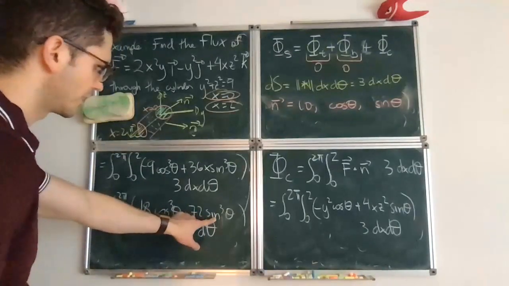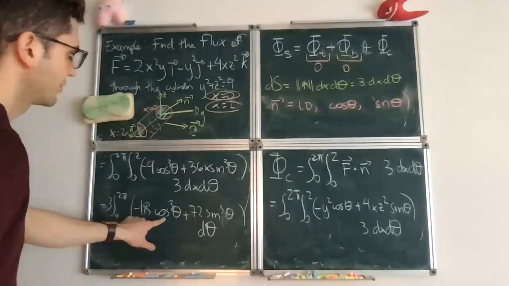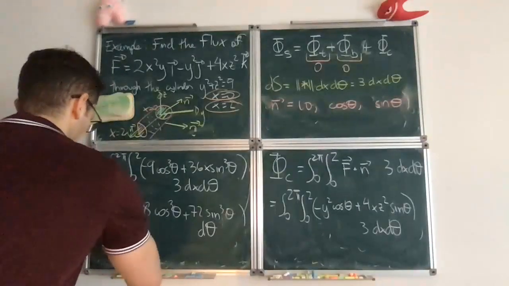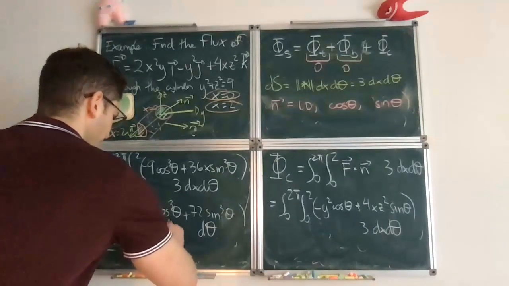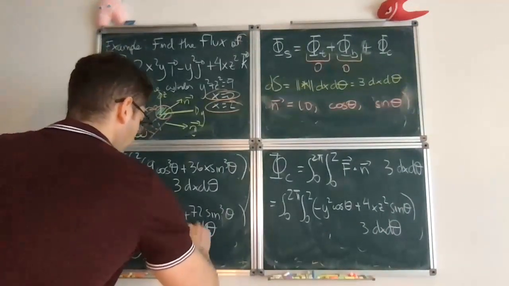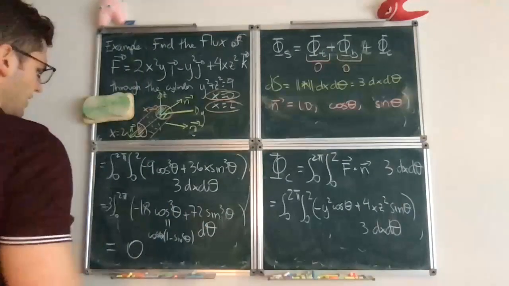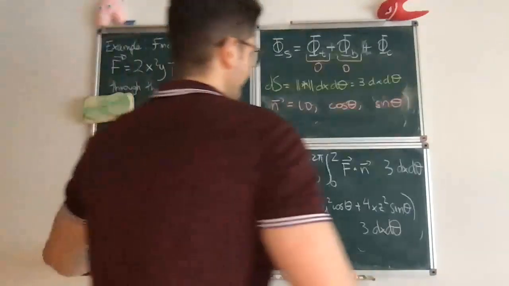But then each of these is 0. This one is 0 because you're integrating from 0 to 2 pi an odd function, and this one is 0 if you use the fact that cosine cube is cosine times cosine squared, which is 1 minus sine squared, and then you can check that that integral is 0 as well. And so the point is that this will be 0.